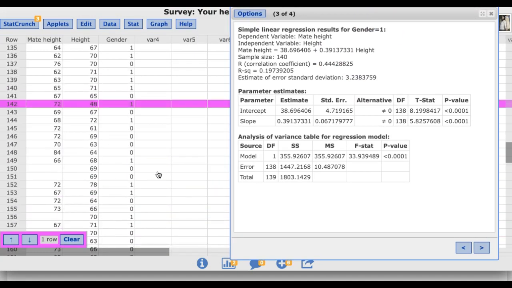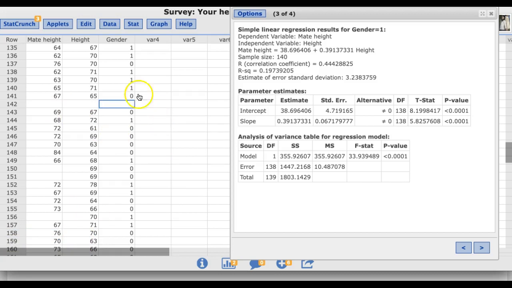Oh, here it is. Okay, this is the same one. So the height of the respondent is 48 inches, so they're 4 foot tall, and their ideal height of mate is 72 inches, so it's roughly 6 feet apart. So let me go ahead and delete it.